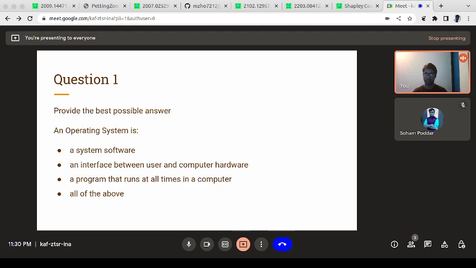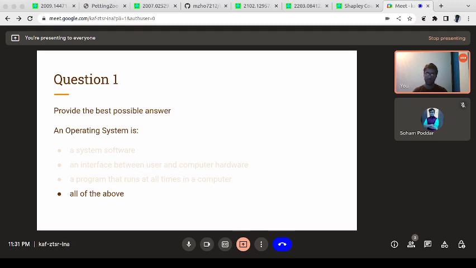Okay, so now we go towards the answer. The answer is all of the above. Actually everything is correct, but the best possible answer is all of the above. An operating system is a system software that is an interface between user and computer hardware, and it is also a program that runs at all times in a computer when it is switched on.